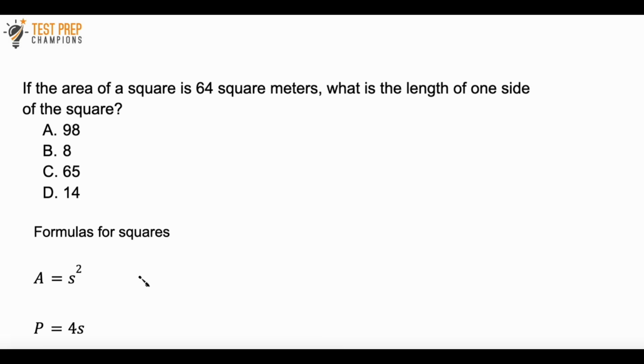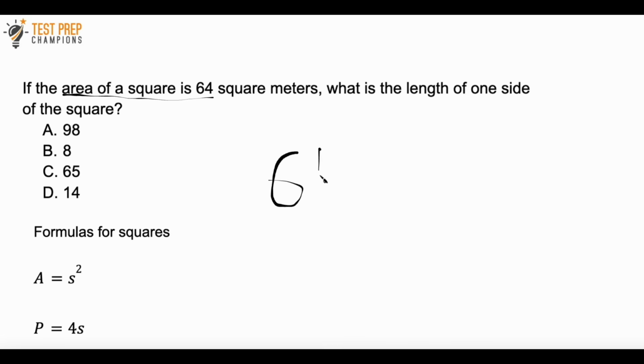So let me give you a chance now if you'd like to pause the video. Try to figure this out, take all the time you need, and if you get stuck or aren't sure how to do it, absolutely no worries because we're just going to go over it. Okay, so let's talk about this question here. So we know that the area of the square is 64 square meters, and we want to find the length of one side of the square.